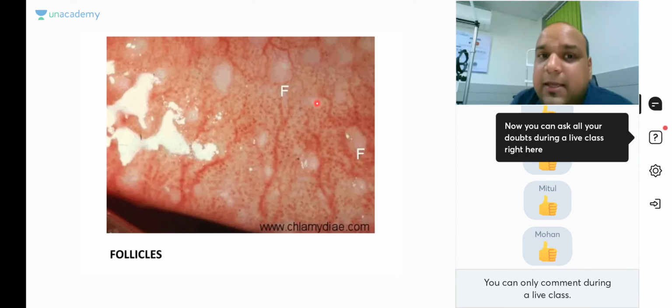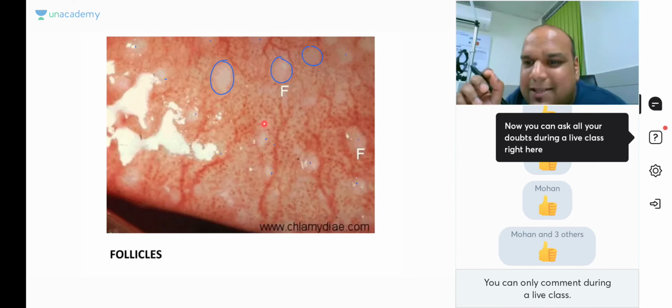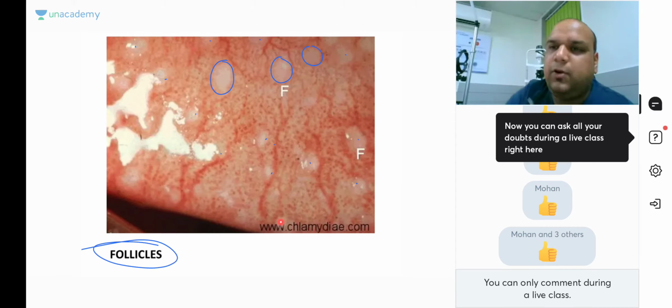Okay? Everybody, what are these? Can you see these whitish lesions? I'm just marking some of them for you. The others you will be able to see. There are so many follicles here. Slightly small raised but white lesions, everybody. Yes or no? So these are your lymphoid aggregates. That means these are your follicles. I hope I'm being very simply clear about these two.